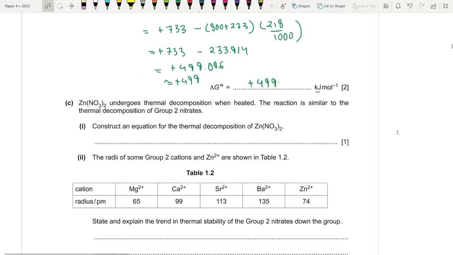Zinc nitrate undergoes thermal decomposition when heated. The reaction is similar to the thermal decomposition of group 2 nitrates. So let's decompose zinc nitrate. You know the drill. You've been doing this from AS. Zn(NO3)2 breaks down to form ZnO plus the brown gas nitrogen dioxide plus oxygen. And you know the ratio, it's 2:2:4:1. Have this memorized, please. 2:2:4:1. Okay. It should be balanced.